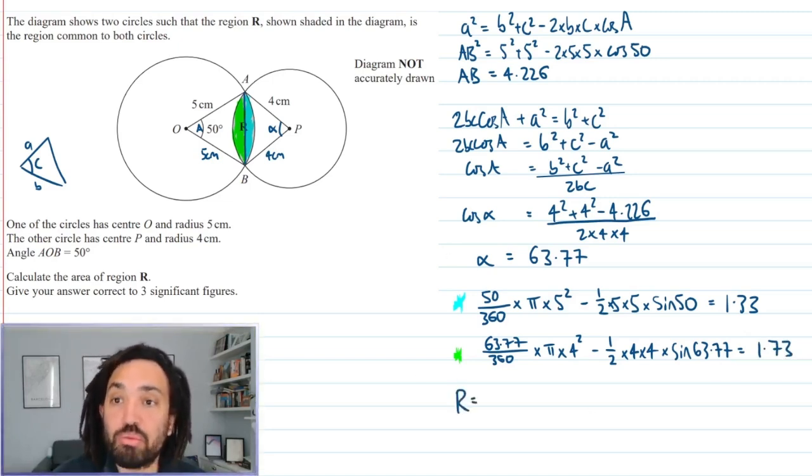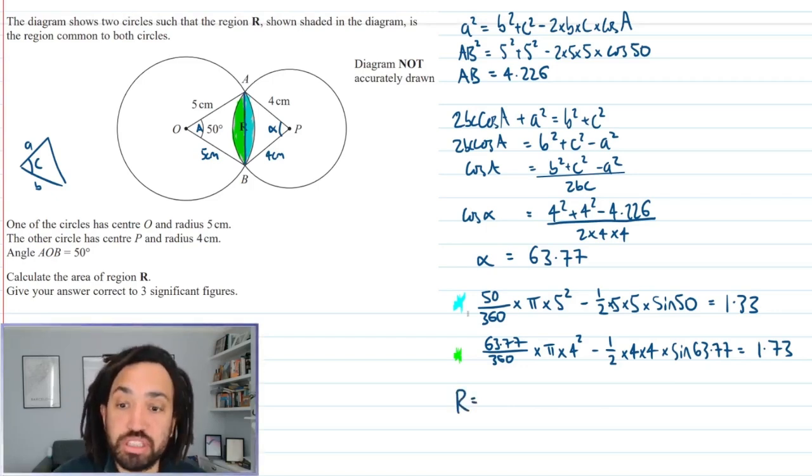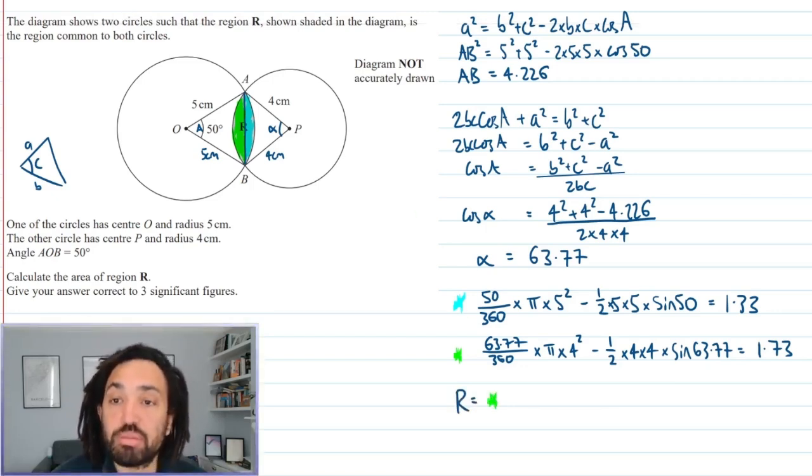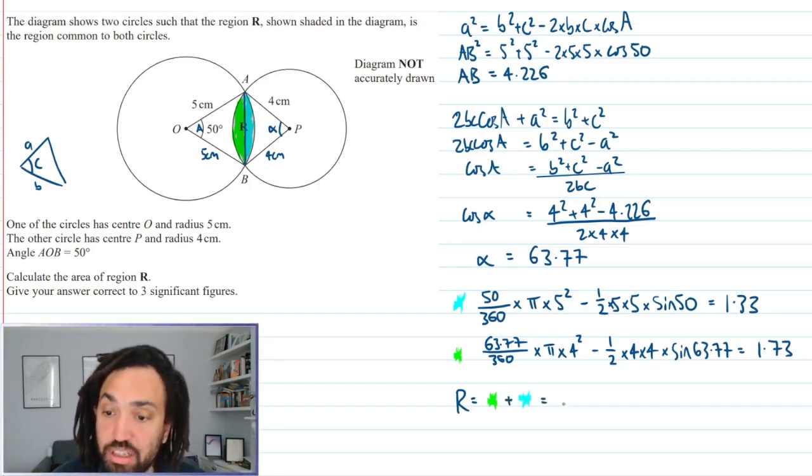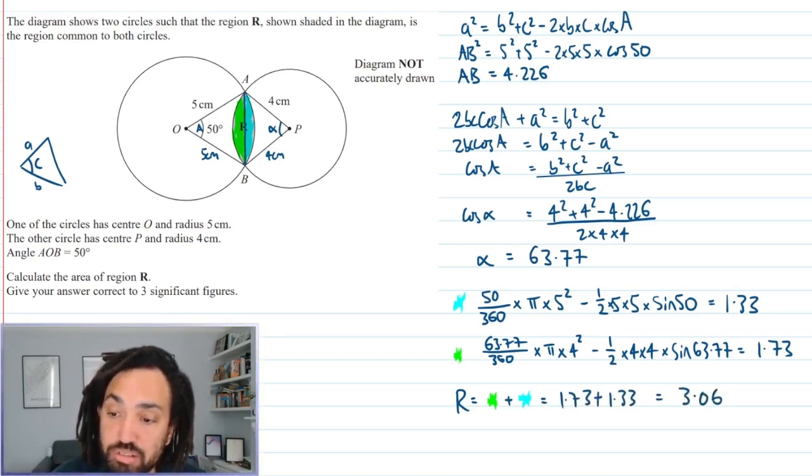Okay, right, we are looking good to finish this question up now, because what I'm going to need to do to find the area of R is just add together these two areas, which I found out already. And that gives me a total of 3.06.